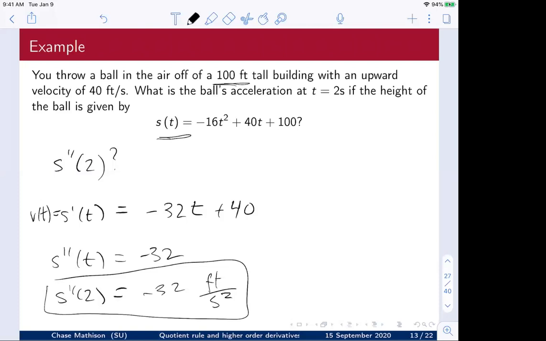Okay, so, s of t, I said we're working with a 100-foot tall building, so we know that s is in feet, and I said t is 2 seconds, so you know the time is seconds. So every time you take a derivative, that just adds a per second. When I take a derivative of the position function, velocity is feet per second. And when I take a derivative of that, it becomes feet per second squared. Okay, any questions?